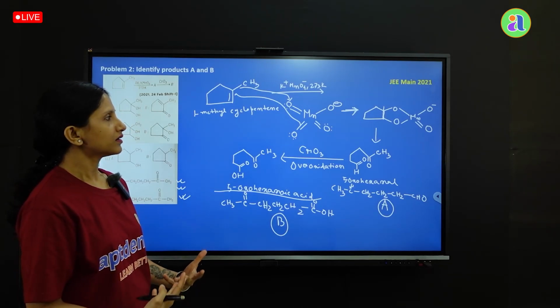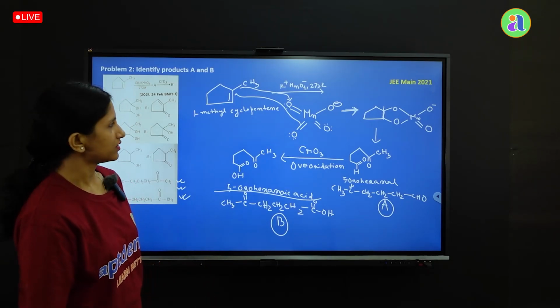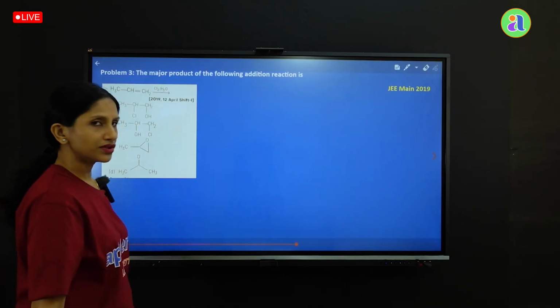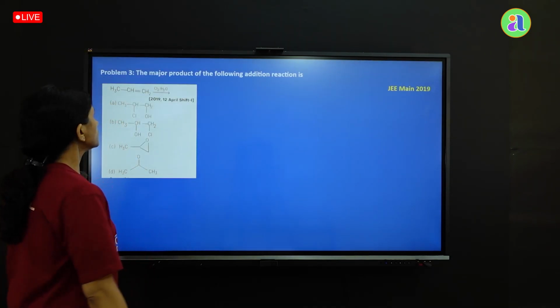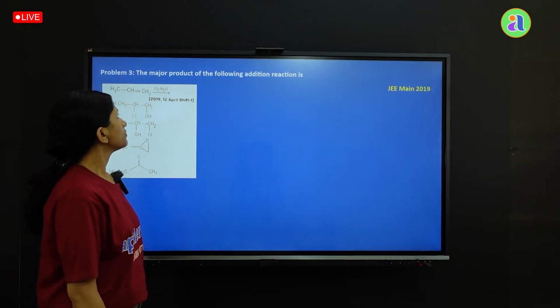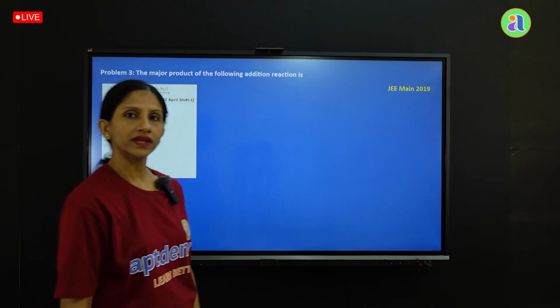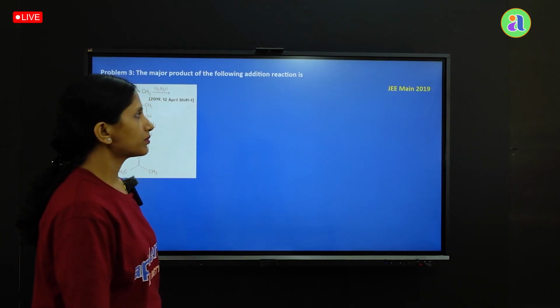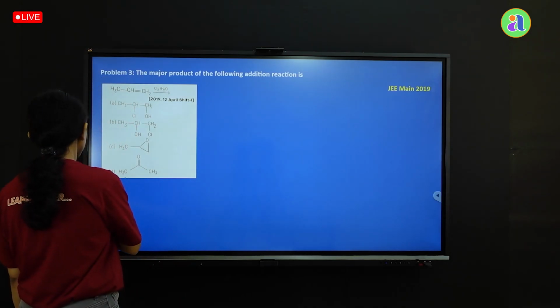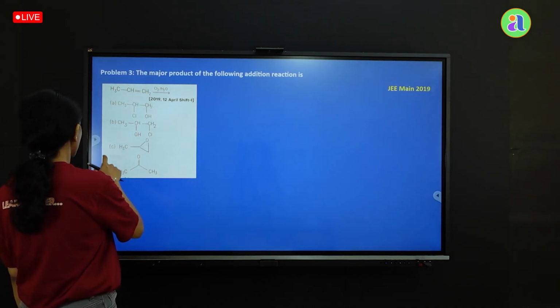You just only have to identify the reaction and the reaction mechanism. So simple. Now let's move on to problem number 3. Problem 3 is asking to predict the major product of the following addition reaction. This problem appeared in Joint Entrance Main Examination 2019, and now let's see how we can solve this problem.